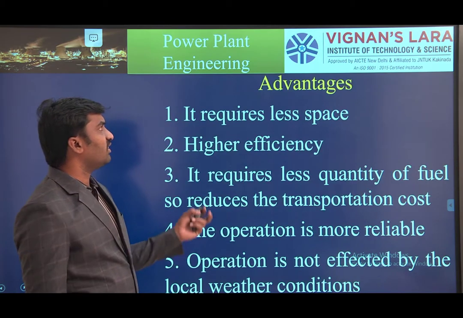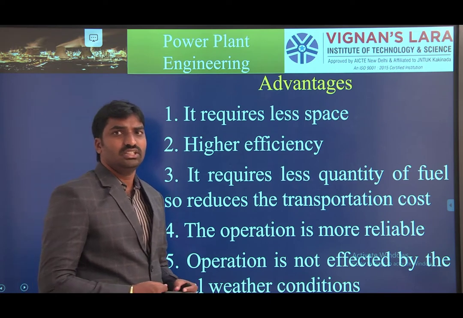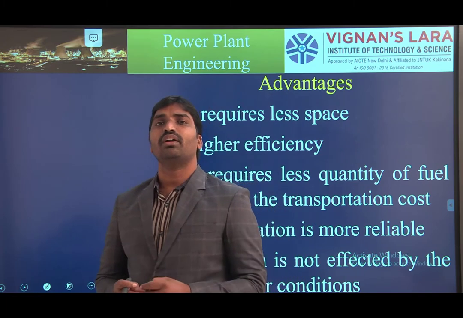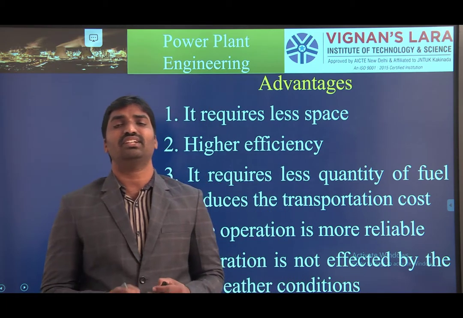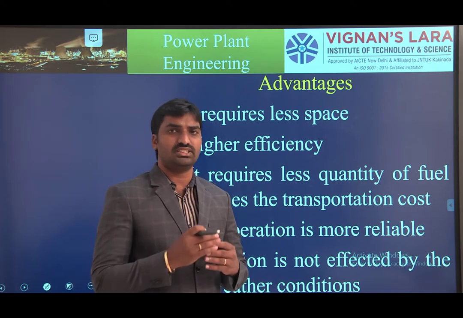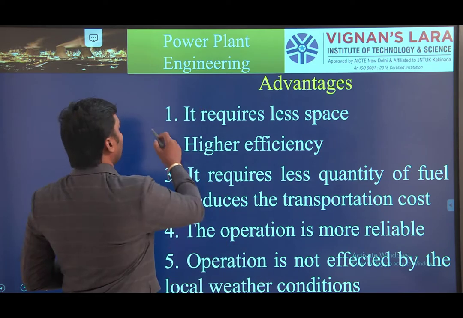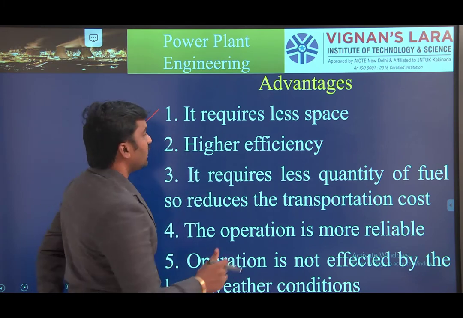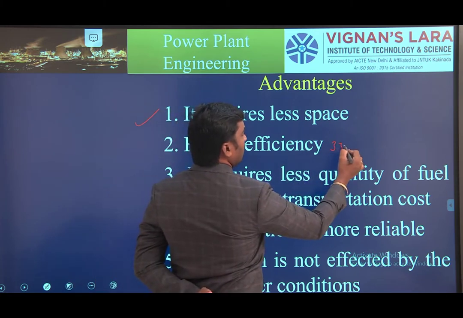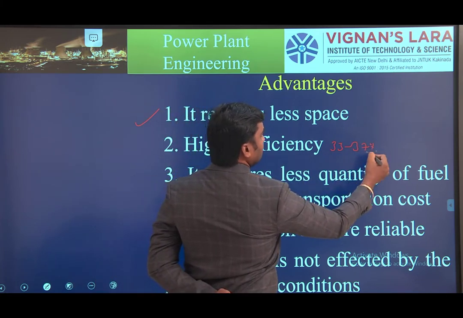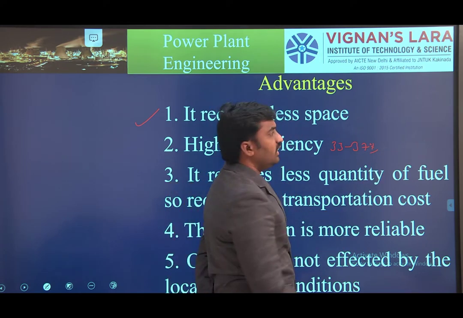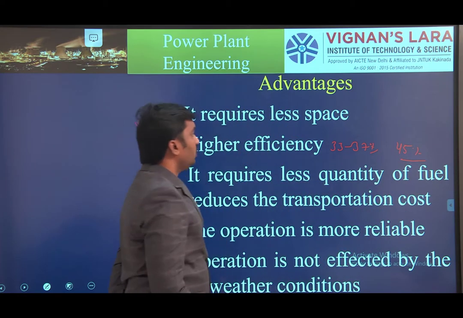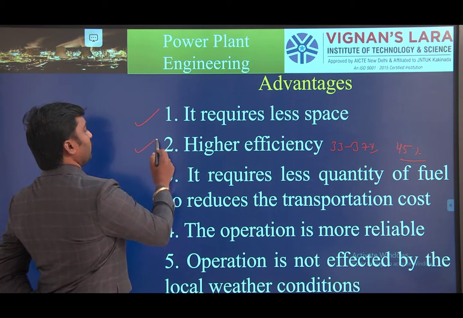Next, what are the advantages of nuclear power stations? Why do we opt for nuclear power stations? A nuclear power station occupies very little space compared to hydro and steam power plants. That is one advantage. Less space is required, and it also has higher efficiency. Generally the efficiency is around 33 to 37% in normal conditions. With advanced conditions, around 45% can be obtained. So we get higher efficiency from nuclear power stations.